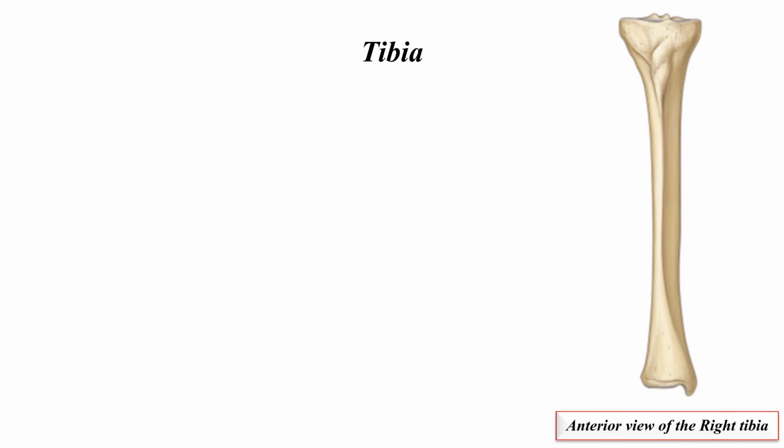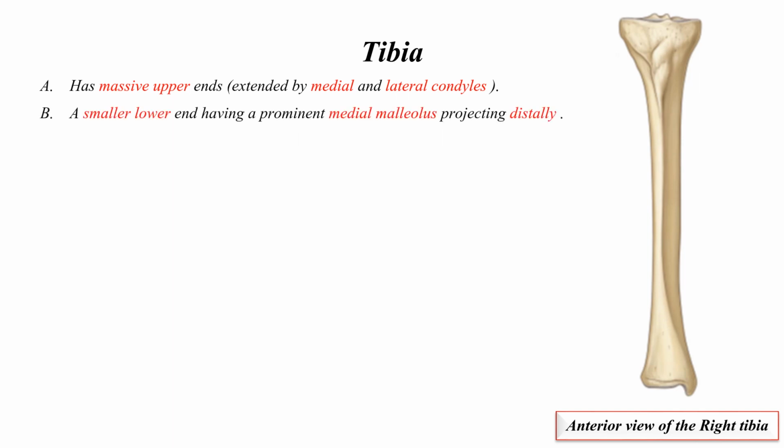The tibia is a large weight-bearing bone. It has a massive upper end and a smaller lower end. The massive upper end of the tibia is expanded by the medial and lateral condyles, while the smaller lower end has a prominent medial malleolus that projects distally.